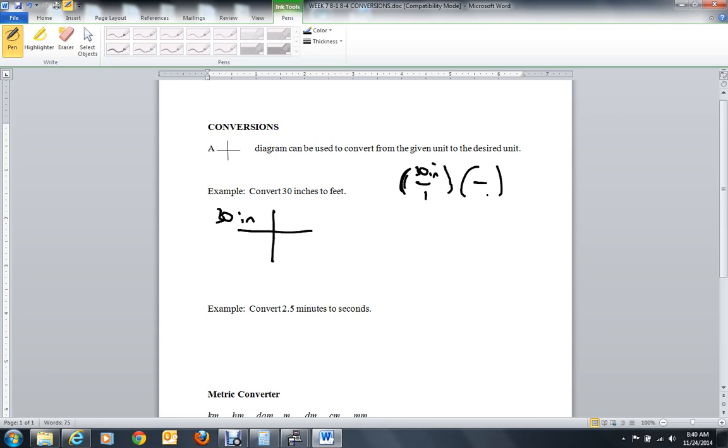So if I want the inches to cancel out, I'll put those down there. And I'm just showing you this example with the fraction. I want the T-chart. They're the same thing, but most people like the T-chart. And I want to end up with feet, so I'm going to put the feet on top.